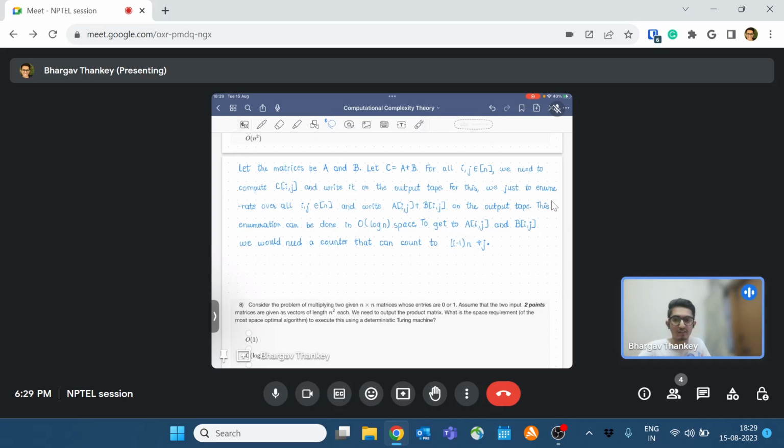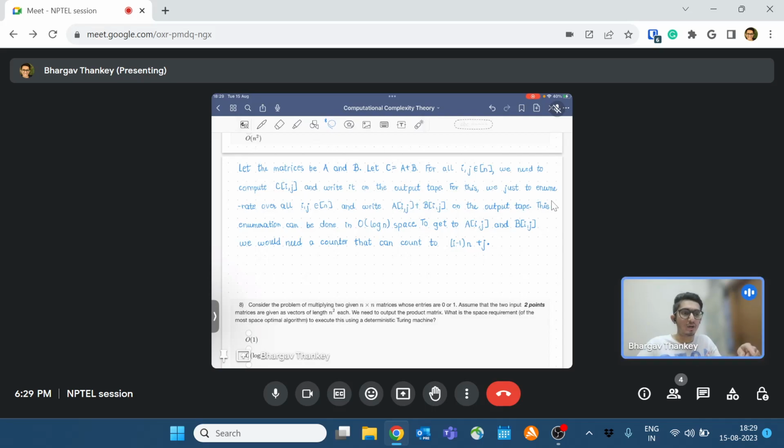So okay, are you convinced that we need a counter that can count up to this number? To get aij and bij, we would need a counter that can count to this thing. And how did we get this number? (I minus 1) times n plus j. Let's say you are in the first row, then you just need to count to j to go to the 1 comma jth position, right?